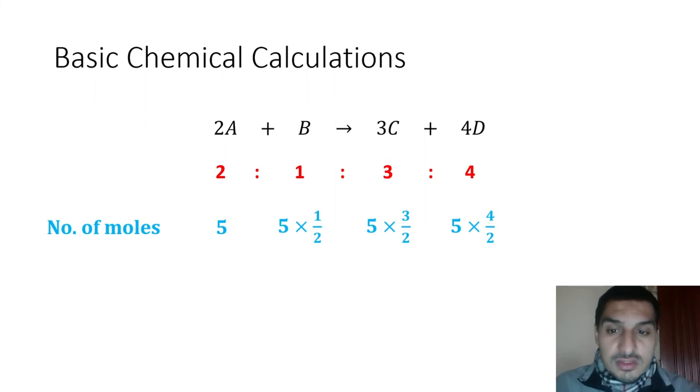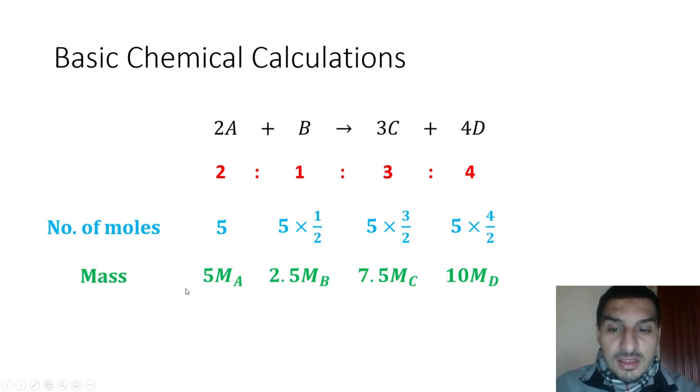However, I can use the mass to get the ratios if I know the molecular weights. So I can say that this is 5 molecular weights of A and this is 2.5 molecular weights of B. So I'm getting the mass ratios from the mole ratios. I'm multiplying each one by its molecular weight, and then I'm getting the masses of these components. But I cannot directly say that this is double this. It's a function of the molecular weight as well. So it's not just the ratios, it's the ratios and the molecular weights.